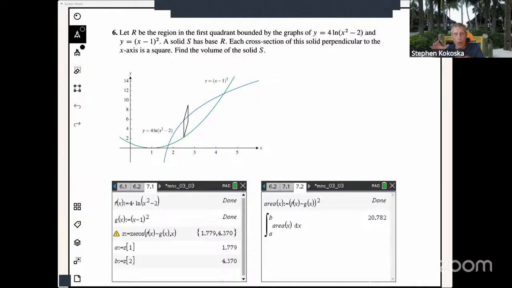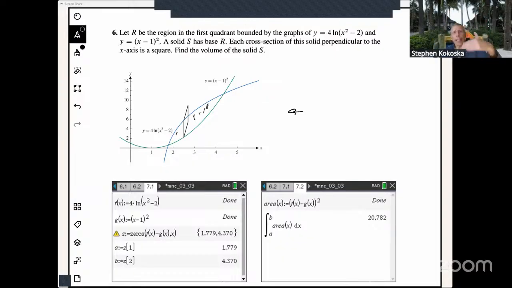So I think I've drawn those in my Mathematica graph over here, and I've got them labeled. So a solid S has base R, so the base is in the XY plane. And each cross section of this solid perpendicular to the x-axis is a square. I've done my best to draw that in there, Curtis. So what you're supposed to picture is this square coming up from the XY plane.